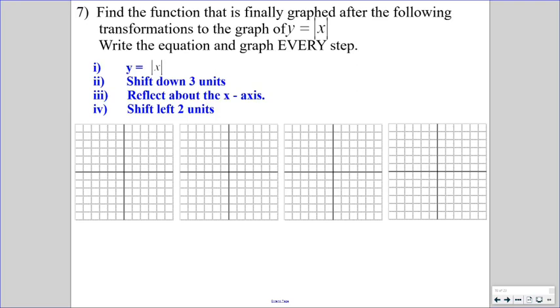So the first thing we're going to do is graph the parent function. So this is just the absolute value of x. And I can just drop a line here. Looks like that. And then the next step is to shift this down 3 units. So I'm going to take my absolute value function and we're just going to shift all these points down 3. So that vertex goes down 3, and then the rest of those points also.